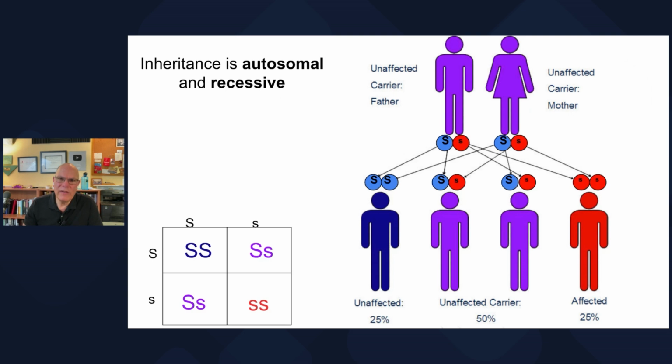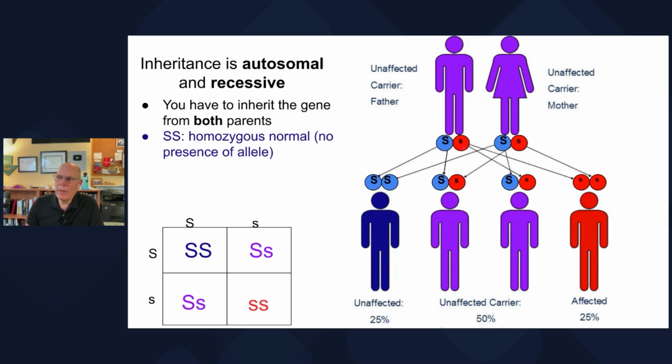The inheritance of sickle cell is autosomal and recessive. What that means is this. We'll talk about this when we get to Unit 5, but autosomal means that it's not on the X chromosome. Recessive means that you have to inherit the disease from both parents. So you have to inherit the gene from both your parents, and there are a couple of possibilities.